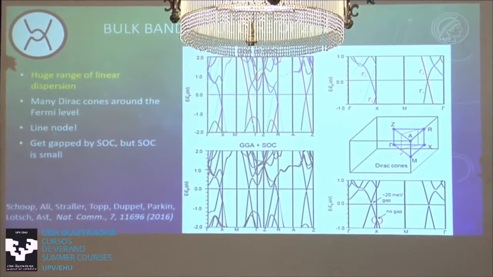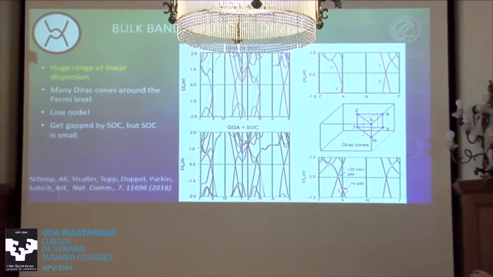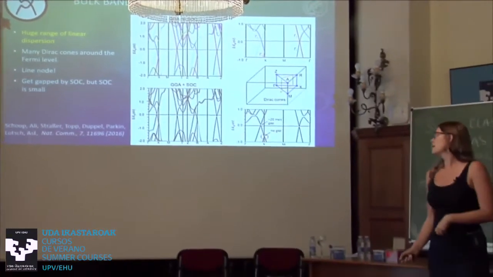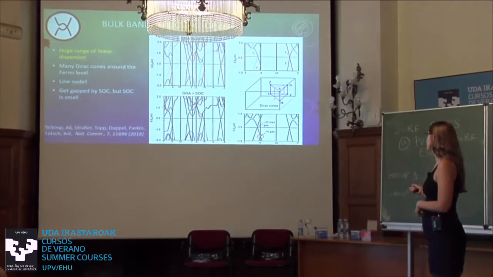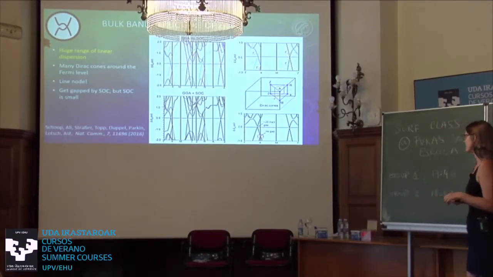But then it has much more than just one Dirac crossing in the Brillouin zone, which is something I didn't expect. And if you follow those crossings through the Brillouin zone, then you see that they form this kind of line. So this is the Dirac line node material.